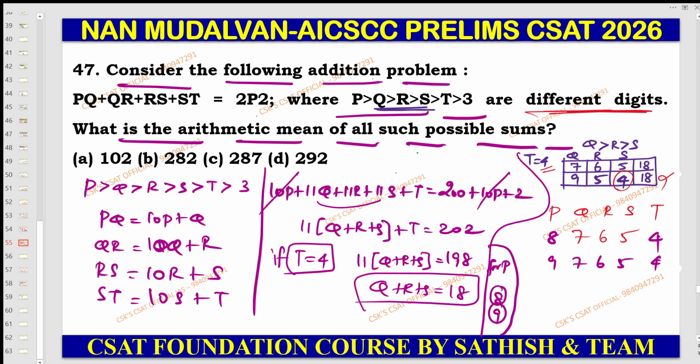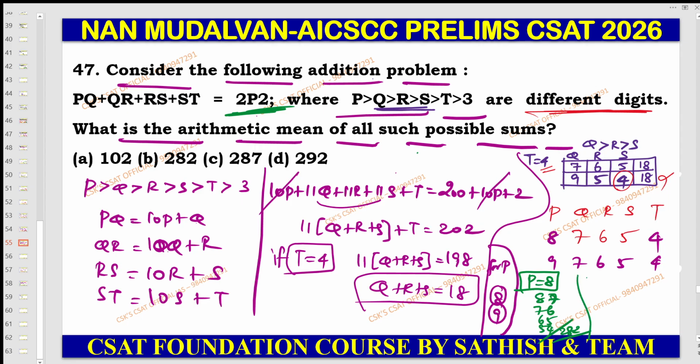Now we have to check here. You first place P as 8. If P is equal to 8, what would happen? PQ is 87, QR is 76, RS is 65. Next, ST: what is the ST? 54. What is the summation? 282. Check here, it is in the format of 2P2. P here is 8, and you are also getting 8 here.